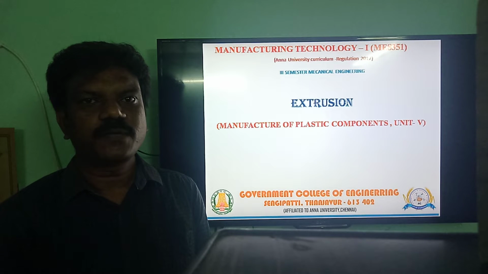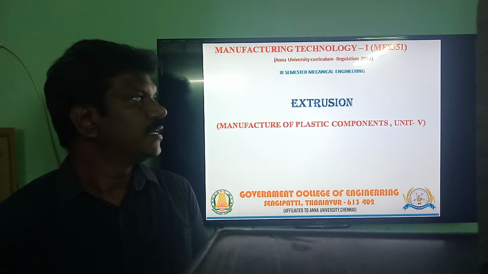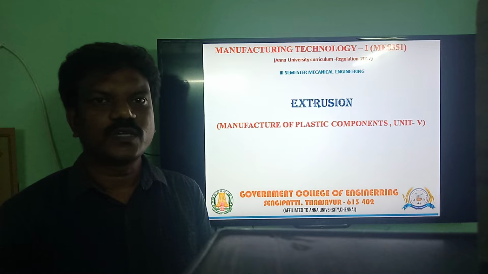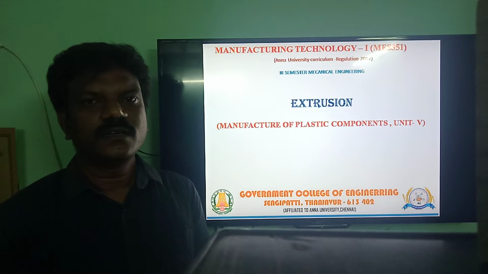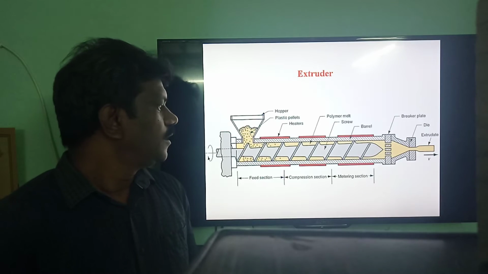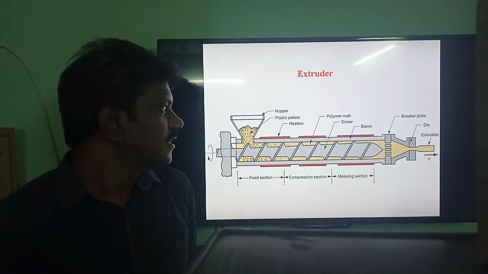Most of the plastic components are manufactured by means of this process. In the extrusion process, we use a device called an extruder. The extrusion may be solid extrusion or hollow shaped extrusion. Now this device is called an extruder.